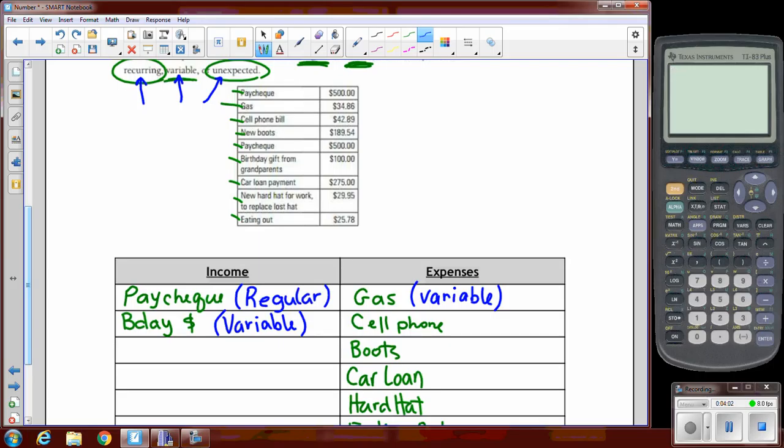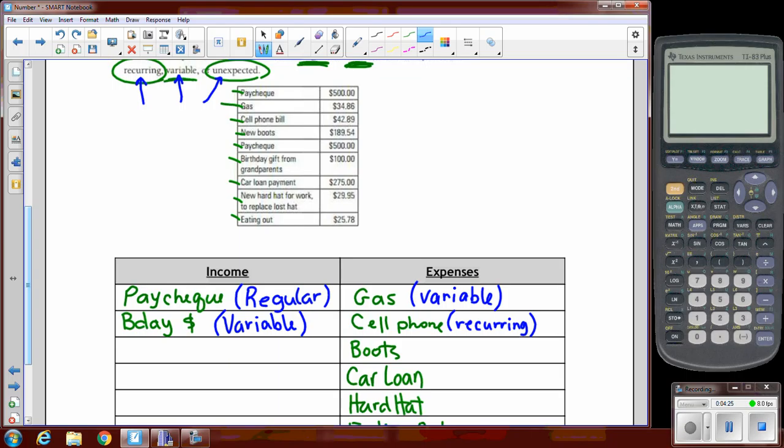Your cell phone bill. Now this one could be different depending on your plan. I would consider this one, most people are on plans nowadays, probably the same amount each month. This is probably a recurring expense. Although if you're someone that goes over your data a lot, you know that you're going to have to pay it every month, but the amount might vary. So this might be a variable expense for you.